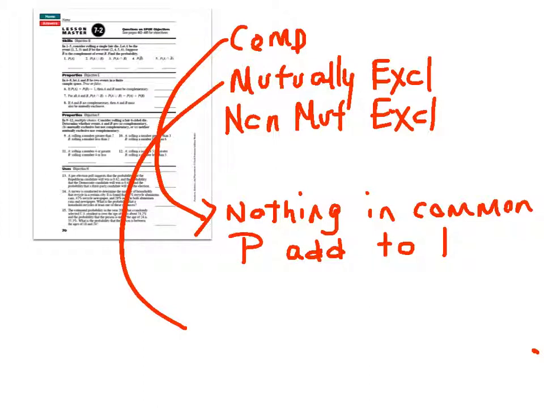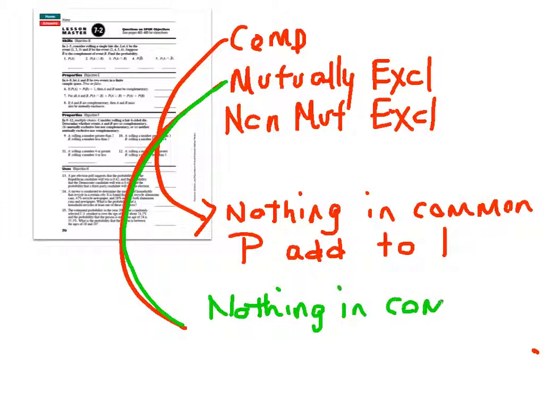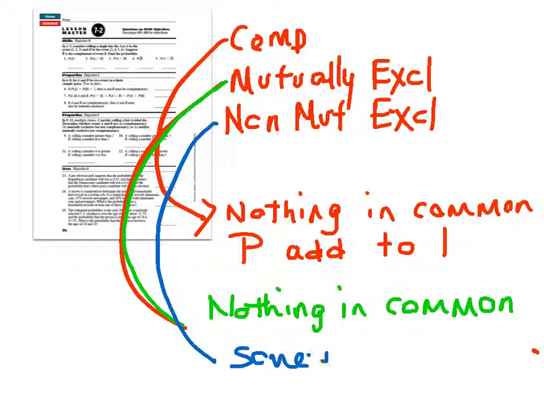That's complementary. Mutually exclusive, I'll switch colors so you can tell. Mutually exclusive means they have nothing in common. That's all. Nothing in common, but obviously their probabilities don't add to 1. There's something left out. That makes it mutually exclusive just because there's nothing in common. And then finally, not mutually exclusive, that just means they have something in common. Okay, so that's how you tell the difference.